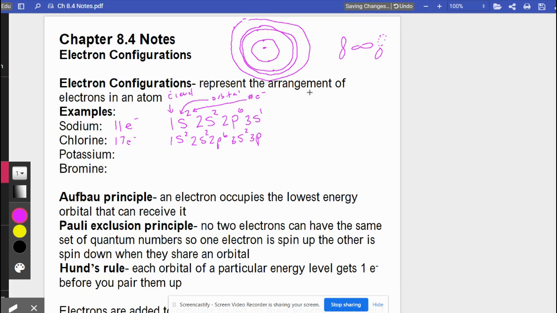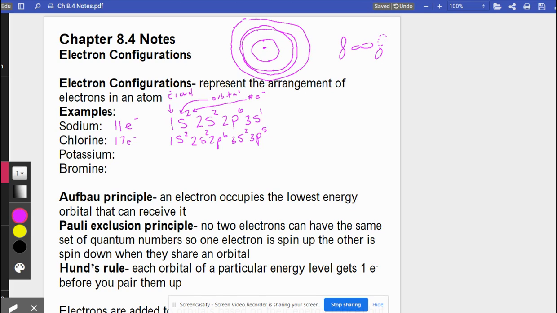Okay, and so this would be 10, 12. I have 5 more electrons, and we know the p orbitals of any energy level will hold up to 6, but we only have 5. So I put my 5 there, and then it's filled.